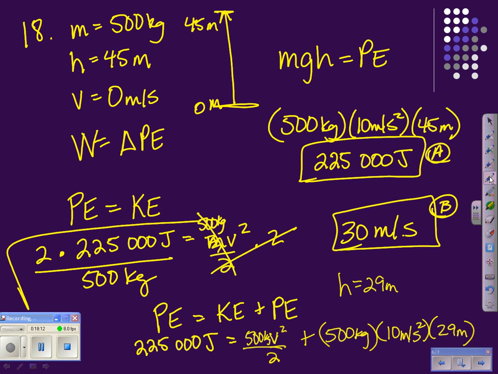Now when you do the algebra, you're going to do your 225,000 minus whatever 500 times 10 times 29 is. And then you're going to multiply by 2 and divide by 500 and take the square root. I'm not going to show you all that because that's really just algebra. So you should end up with an answer of 17.89 meters per second. If you need me to show you the algebra, come into class and I'll show you individually. All right. Moving on.